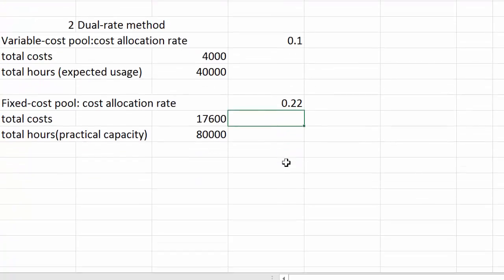So now we come to the question: how are we going to find the budgeted cost allocated to each department? It's going to be quite interesting because this time we have to handle the dual rate.